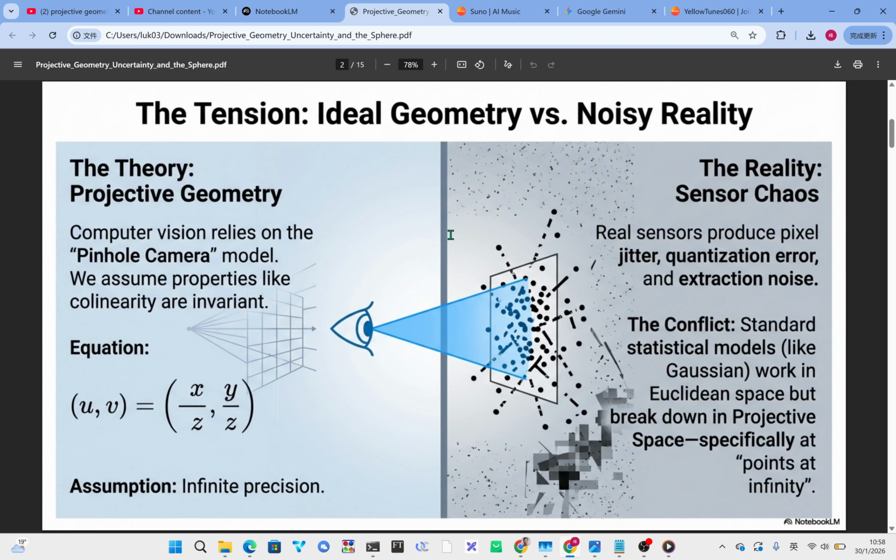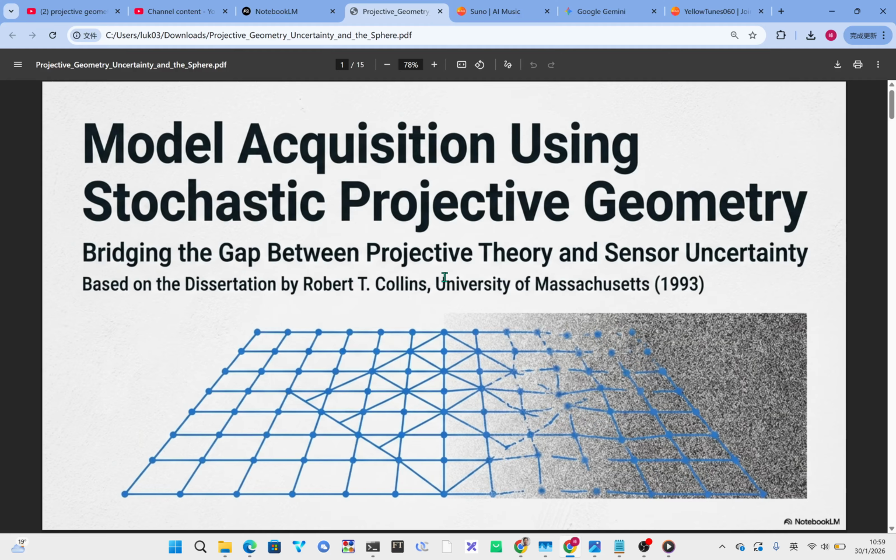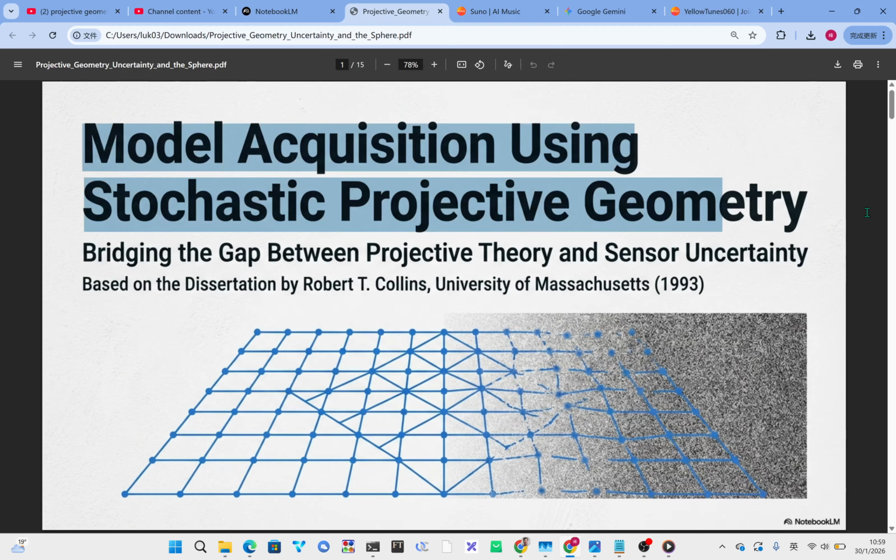It really is. It's the fundamental reverse engineering problem. You have this 2D map and you're trying to build a 3D territory from it. And the math just collapses. A lot of the time, yeah. And that's what we're tackling. We're looking at a seminal dissertation from 1993 by Robert T. Collins titled Model Acquisition Using Stochastic Projective Geometry. Which is quite a mouthful.